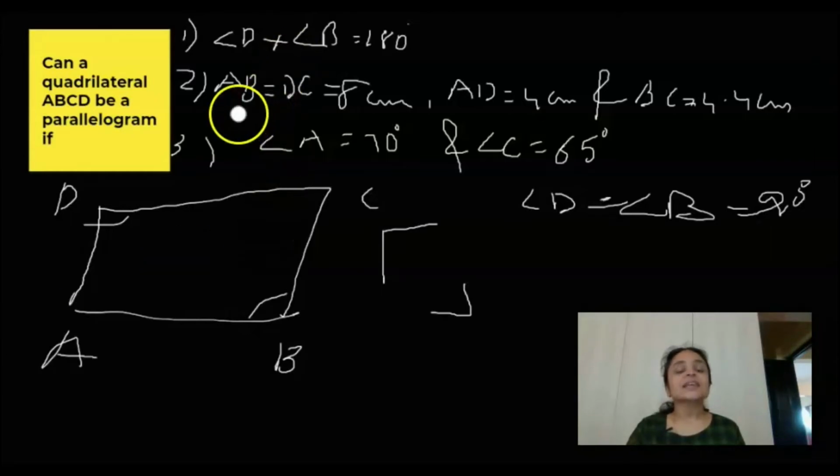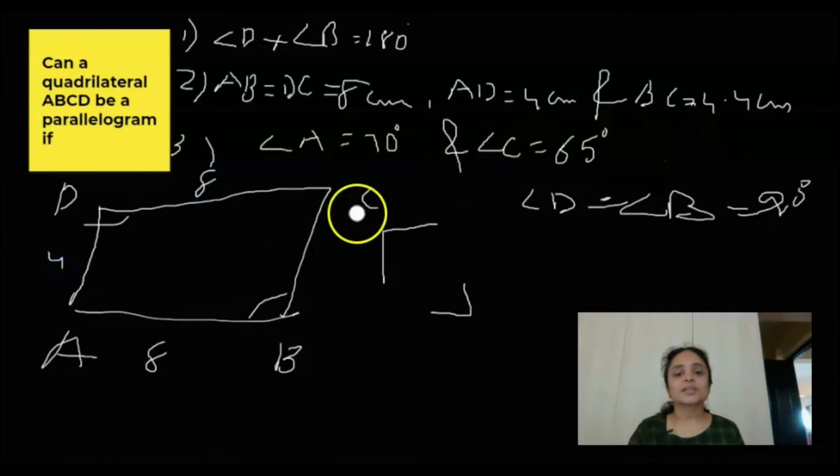Okay, next question is AB equal to DC equal to 8 centimeter. AB 8, DC 8 centimeter. Okay, then AD equal to 4 centimeter and BC equal to 4.4. Is this a parallelogram? No, because only these two sides are equal. These sides are not equal, and in a parallelogram, opposite sides are equal.